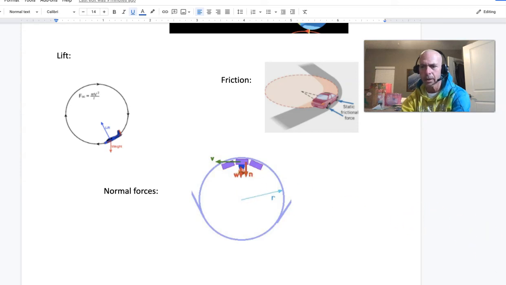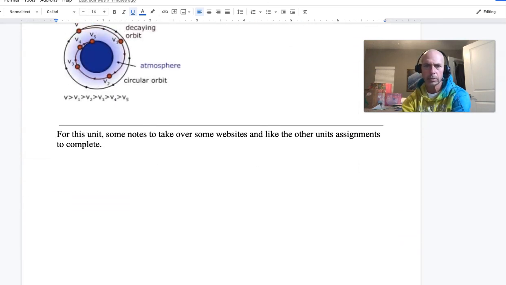So that's kind of what this unit's all about. And again, there'll be some notes to take over some websites, and there'll be some assignments to complete.